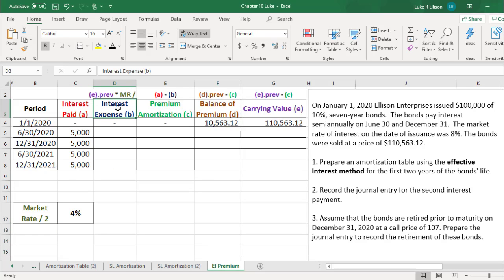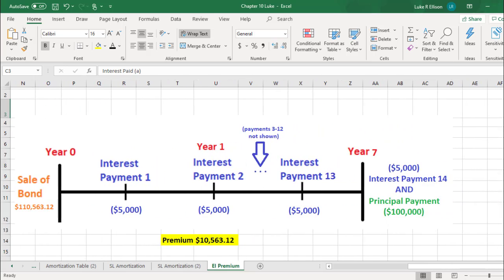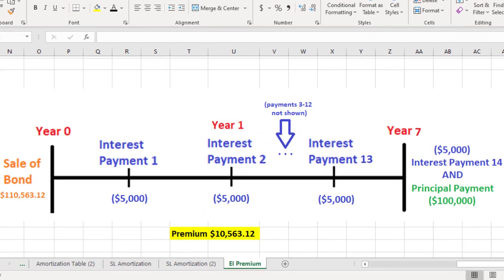So first, the interest expense. Now you might be wondering, why should the interest expense be any different than the interest paid? And that's a great question, and one that we're going to explore right now with the use of this picture that I've made. So this picture shows the life of the bond, or the bonds. So first we have the sale of the bond, and that's for $110,563.12. And then we have 7 years of interest payments, since the life of this bond is 7 years.